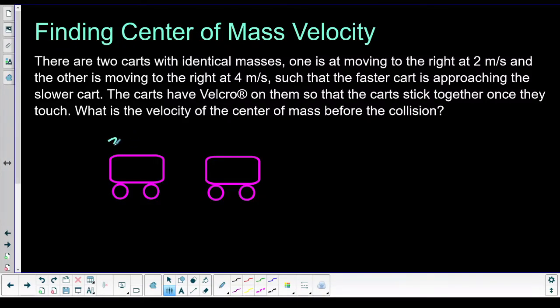Okay. So V initial here is 4 meters per second. V initial here is 2 meters per second. This one catches up, bumps into the back one. They stick together, and then they're going to move to the right. Because they're an equal mass, you can probably guess how fast they go after they stick. But let's do the math, not the mass, the math, just to figure it out.